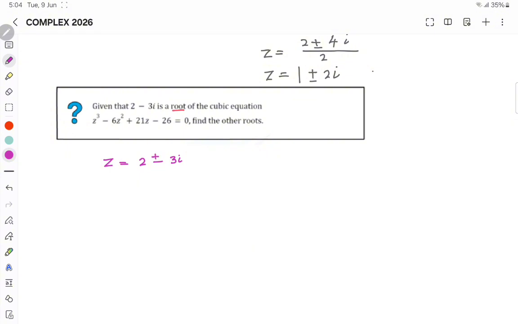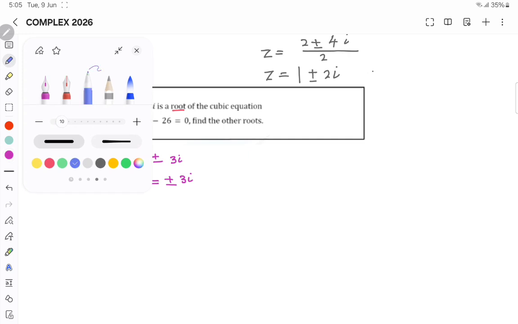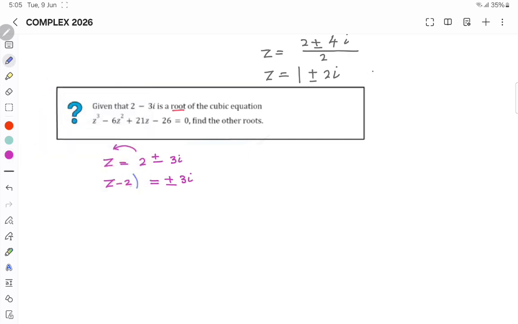Two roots means it makes a quadratic equation. So to construct a quadratic equation, we just switch that to the other side. It will be z minus 2 is equal to positive or negative 3i. Now we square both sides. Why do we square both sides? To remove i.